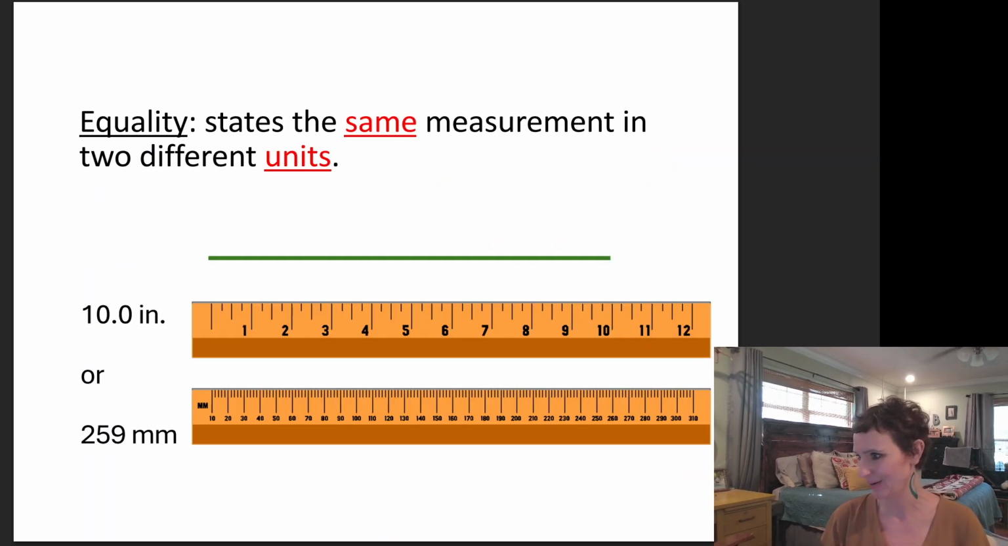Okay, you're really like, what is an equality? Well, I have the definition for you. An equality is something that states the same measurement but just in two different ways or two different units. So looking here, I have a string. I have started to measure this string at a 0.0, right? And looking at this same string, depending on what measuring instrument or what measuring ruler I have, I can measure its length as 10 inches, or I can measure its length as 254 millimeters. Those are different units, but both represent the same thing.